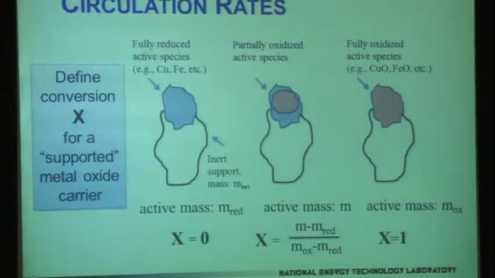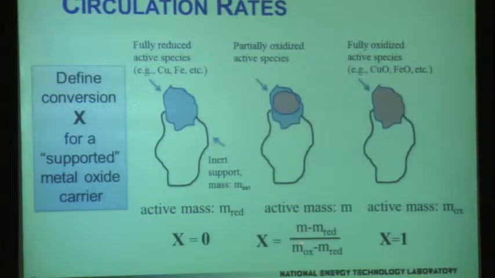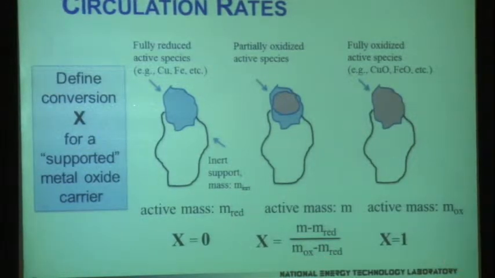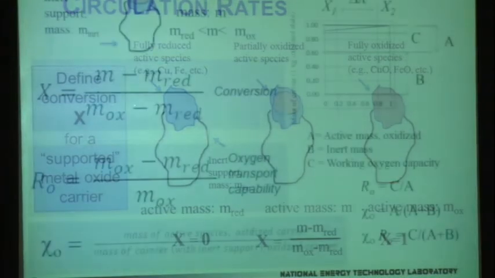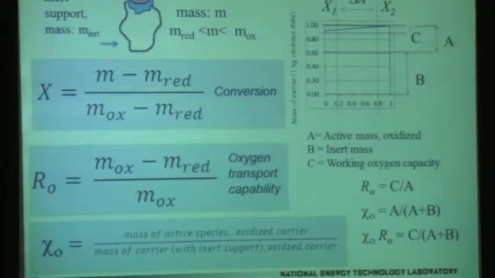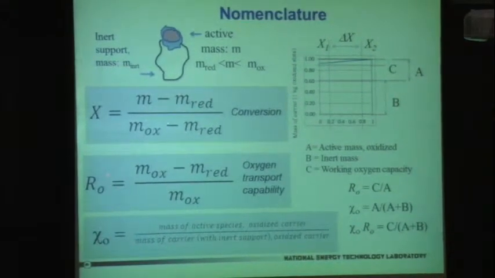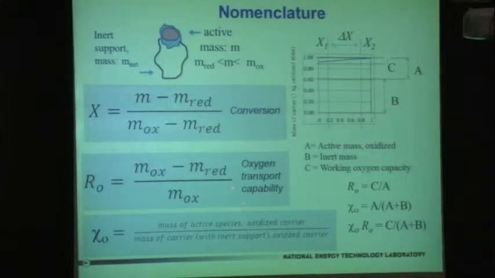The way you define this conversion is the mass of the carrier minus the mass in the fully reduced state, versus the fully oxidized minus the reduced state. So when you fully oxidize all that active material, the conversion is 1. When you fully reduce it, the conversion is 0. Make sense? It just puts it on a scale from 0 to 1, where 0 is fully reduced and 1 is fully oxidized. And that's the nomenclature you'll find in the literature. In addition to that expression for conversion, if you look through the literature, you also find this definition of the oxygen transport capacity.